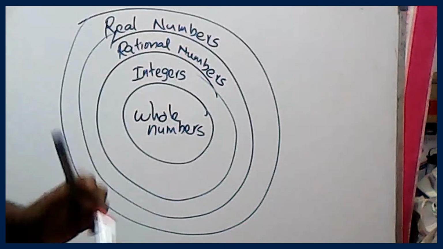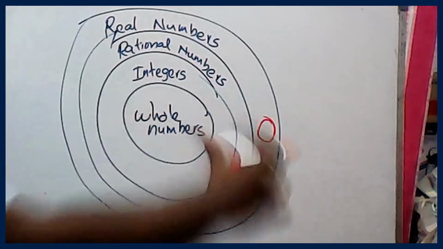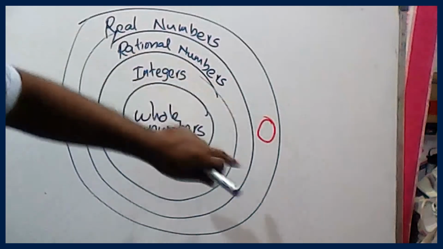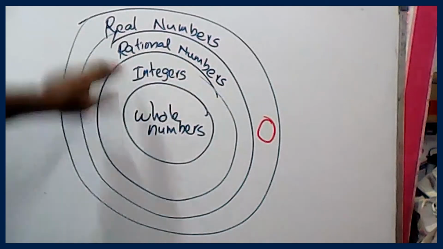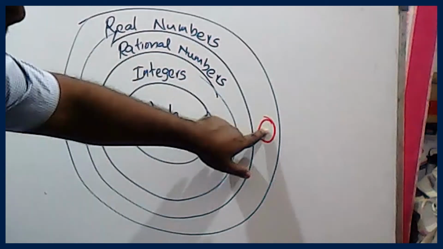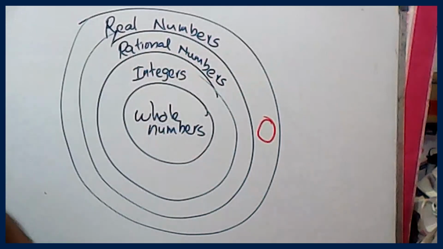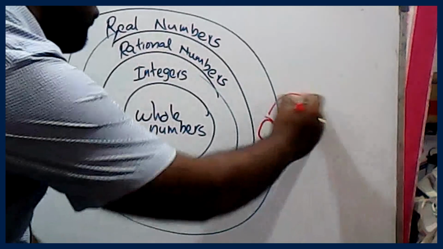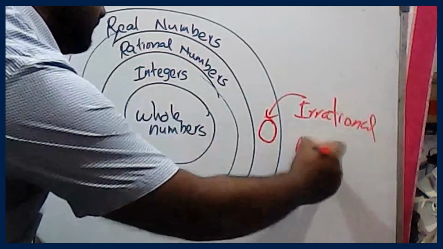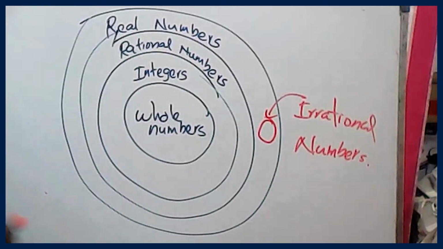Irrational numbers are separate, right? Irrational numbers are like this. It is outside the rational numbers, right? So here you can see the rational numbers, and here you can see irrational numbers. That is outside the rational numbers. Okay. Irrational numbers.